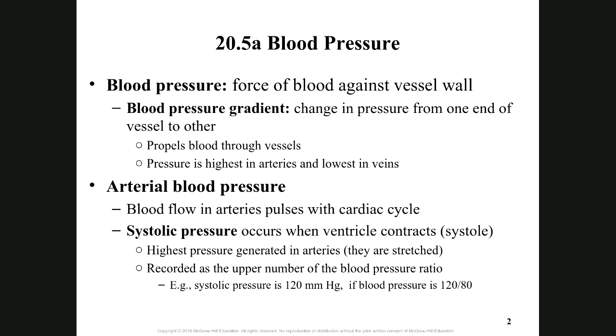And this blood pressure gradient is the force which can propel the blood through the blood vessel. This pressure gradient is highest in the arteries, specifically the arteries which are near to our heart, and it's lowest in the veins. We have a term which we call the arterial blood pressure.